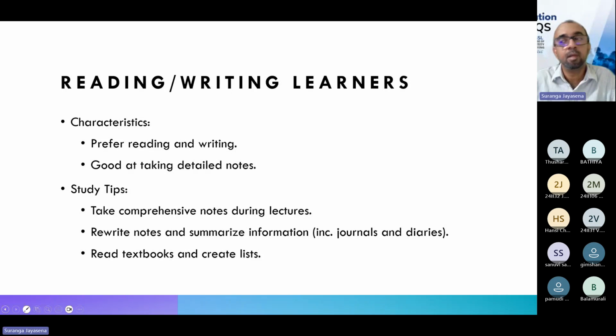Right? Read textbooks, because textbooks present knowledge in a good manner that you can understand. Then create various lists of things. Again, it is a kind of summarizing, but lists are easy to recall. Bullet points, right? That is what you usually do when you make short notes. Do that kind of thing if you are a reading and writing learner.